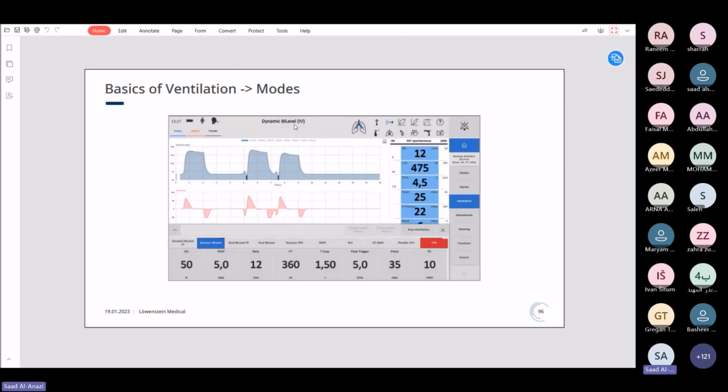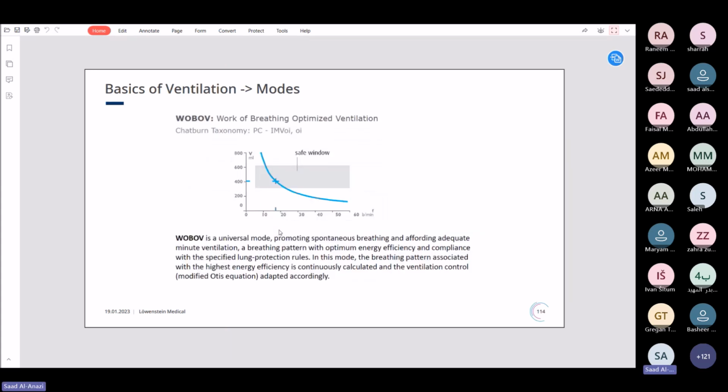You can see the dynamic bilevel is the ABRVC mode. The only difference is that you have pressure support for breathing if the patient is breathing spontaneously. So if you are looking for a mandatory mode, that means you need to have mandatory ABRVC.